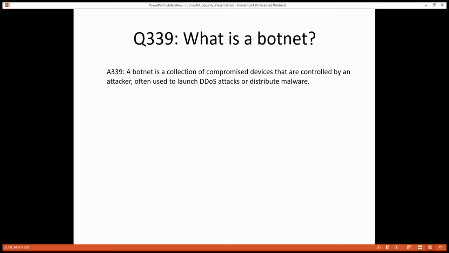Q339. What is a botnet? A339. A botnet is a collection of compromised devices that are controlled by an attacker, often used to launch DDoS attacks or distribute malware.